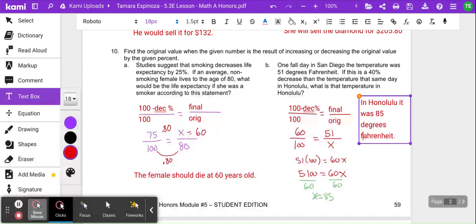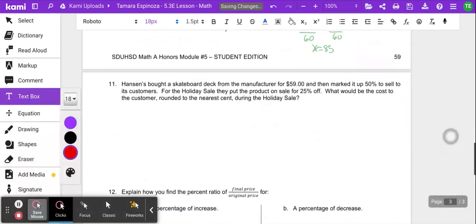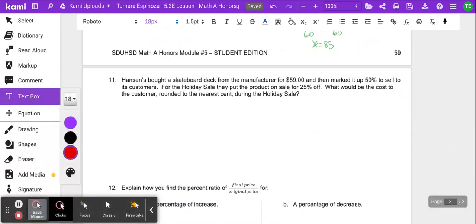All right, last page. Hanson bought a skateboard deck from the manufacturer for $59 and then marked it up 50% to sell to customers. For the holiday sale, they put the product on sale for 25% off. What would the cost be to the customer, rounded to the nearest cent, during the holiday sale?